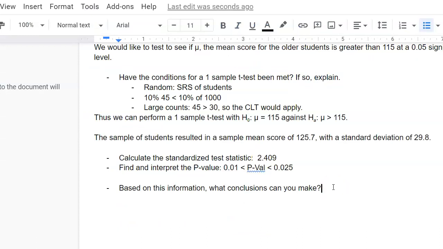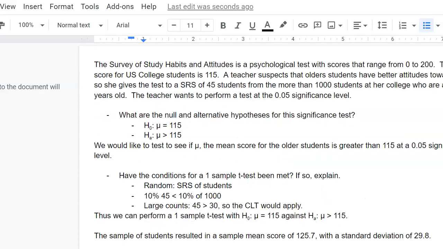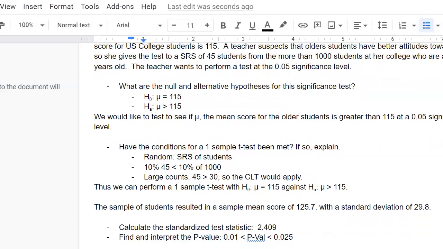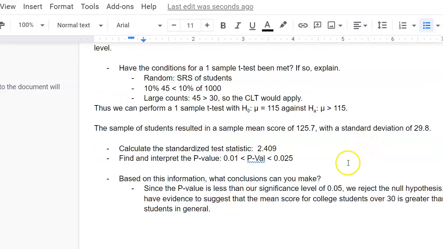So again, based on this information, what can we say? Well, same thing as we said before. Since the p-value is less than our significance level of 0.05, we reject the null hypothesis. Thus, we have evidence to suggest the mean score for college students over 30 is greater than for students in general. Or another way to put that is that the older students have better attitudes to school according to this attitude test, whatever an attitude test means. And there you go.